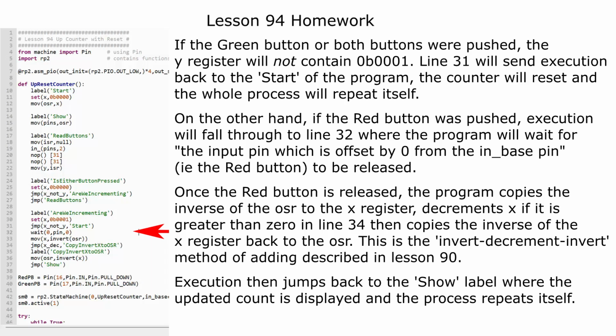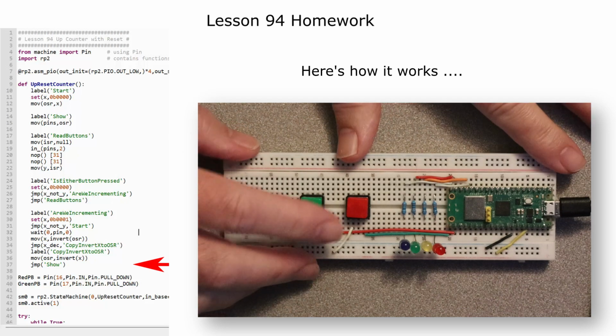Once the red button is released, the program copies the inverse of the OSR to the X register, decrements X if it's greater than 0 in line 34, then copies the inverse of the X register back to the OSR. This is the invert, decrement, invert method of adding, described in lesson 90. Execution then jumps back to the show label, where the updated count is displayed and the process repeats itself. And here's how it works.